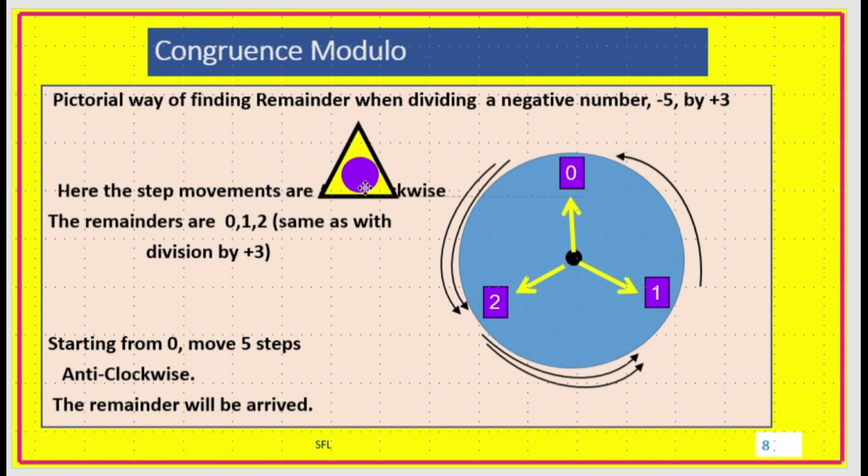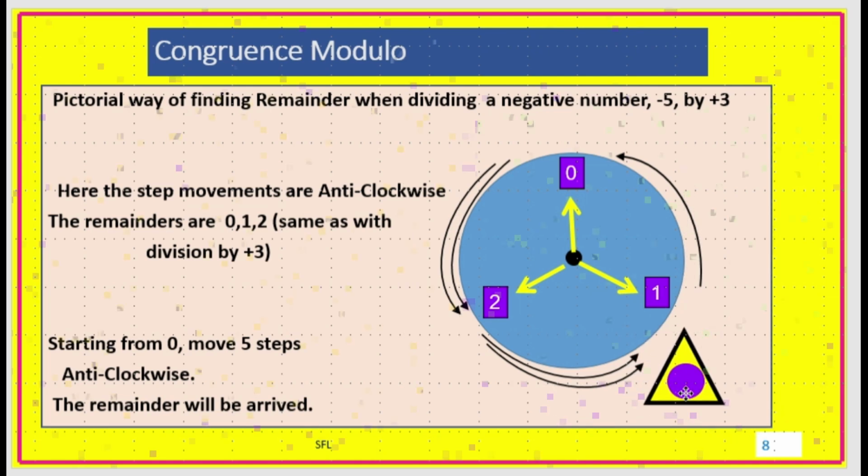Pictorial way of finding the remainder when dividing a negative number. Here, minus 5 divided by plus 3. As we have already said, the movements are in the anti-clockwise direction starting from the smallest remainder 0. From 0, in the anti-clockwise direction, 5 steps are to be moved. First, second step, third step, fourth step, fifth step, we get 1 as the remainder. Therefore, minus 5 divided by 3, remainder is 1.